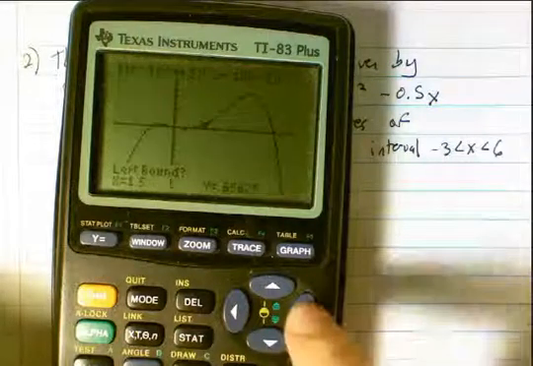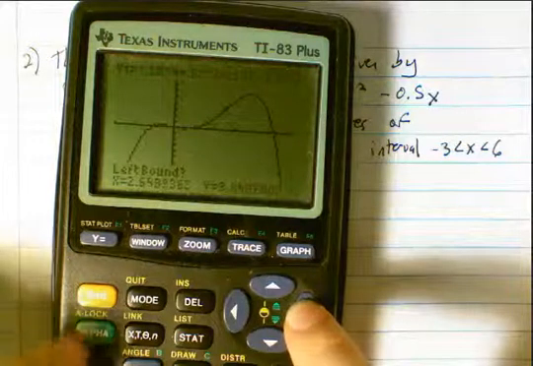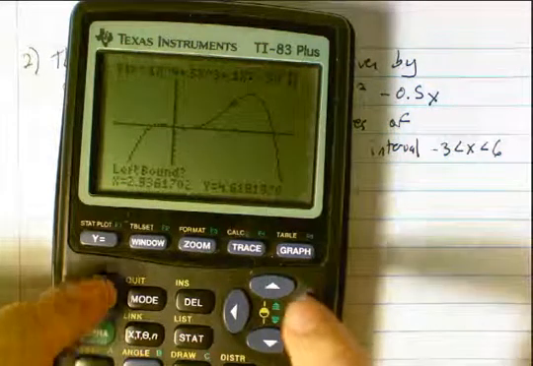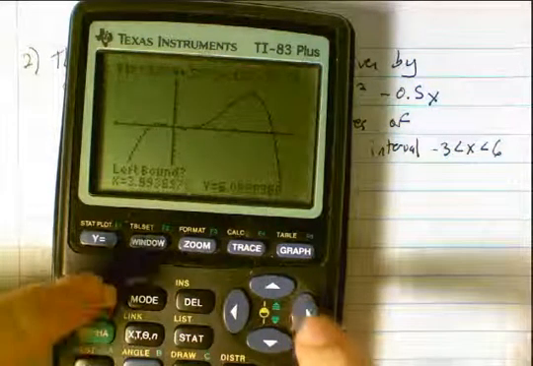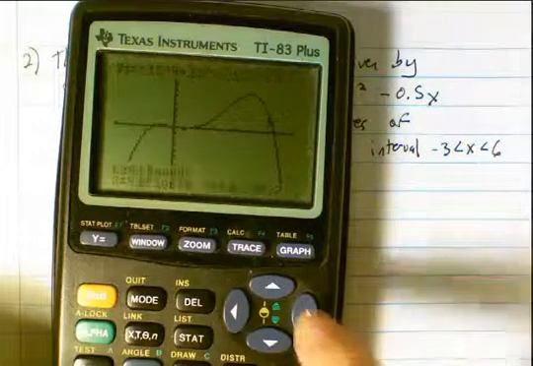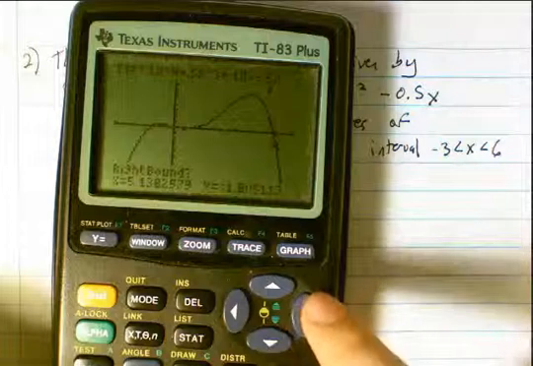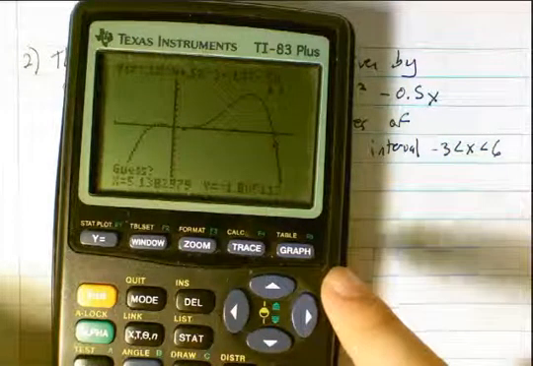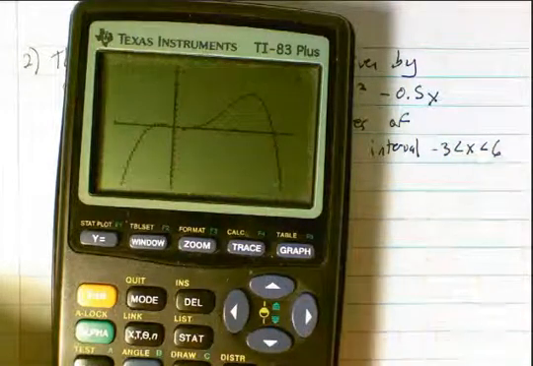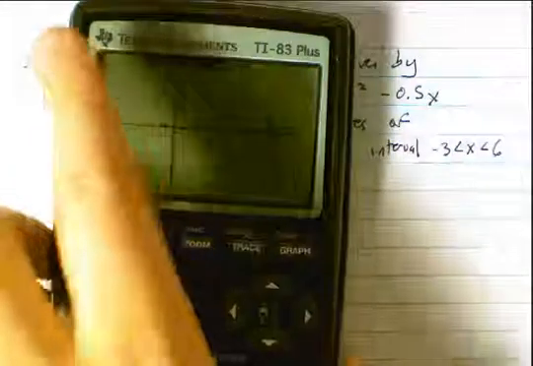And then we're going to go over until we're just a little bit to the left of the point that we want. If you want to move faster, you can do second and then the left to right arrow. So once we get a little bit to the left, we're going to hit enter, telling it to start looking for a 0 there. Go a little bit past the 0, hit enter to tell it to stop looking there, and then hit enter one more time. So x equals 5 is one of our zeros.